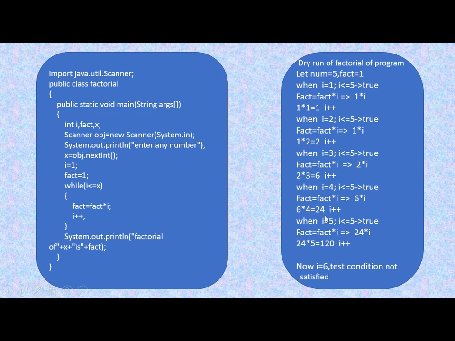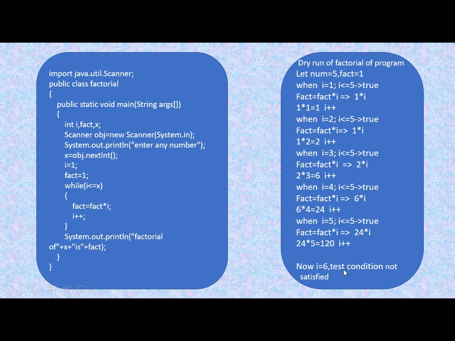Now what is fact? Fact is 24. 24 into I, and I is 5. So 24 into 5 is equal to 120. Just now you have seen that the factorial of 5 is 120. Now again this I plus plus, now the value of I becomes 6.